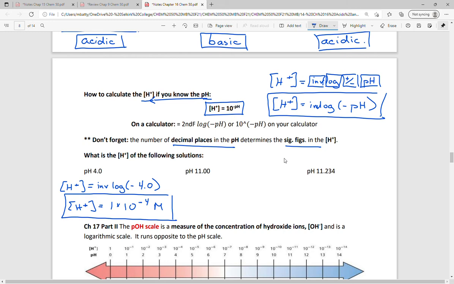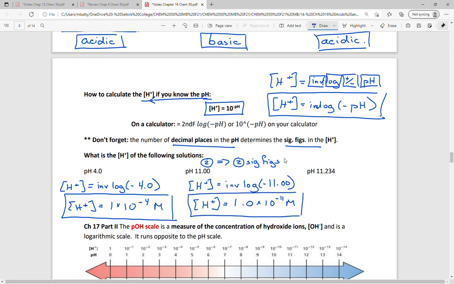So here, pH 11, I have 2 decimal places, so that means I'm going to have 2 sig figs in my answer. The equation that I write, it's the inverse log of negative 11.00. And so my hydrogen ion concentration to 2 sig figs is going to be 1.0 times 10 to the negative 11 moles per liter.